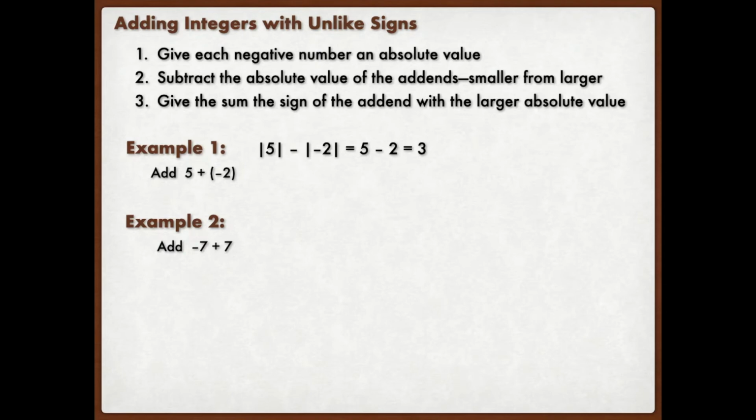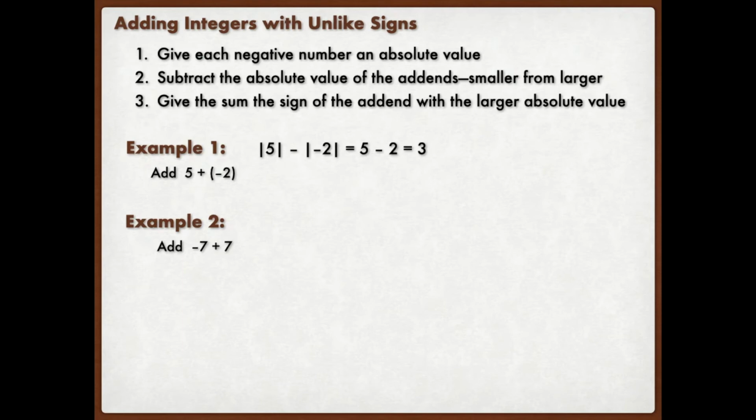So let's look at this one. Okay, let's add 5 plus negative 2. So let's put the negative 2 in absolute value. So 5 minus the absolute value of negative 2, so that would be 5 minus 2. 5 minus 2 is 3. Okay, what was the largest value? 5. So 5 is positive, so 3 would not turn into a negative, it would stay a positive.